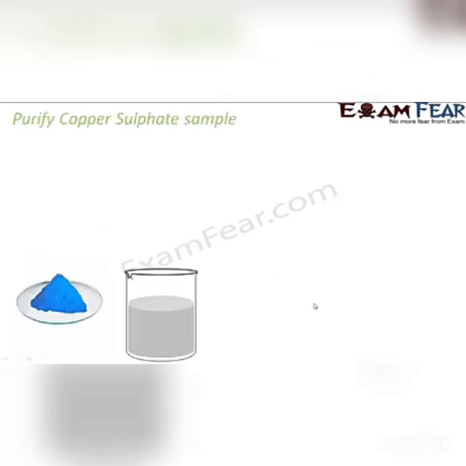Okay. The next is we'll try to purify a copper sulfate sample. In this case there is a copper sulfate sample, and this is impure. We have to purify it. How can we do this? It has some impurities. We don't know the quality of impurities.